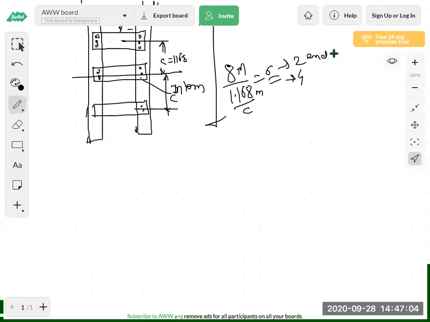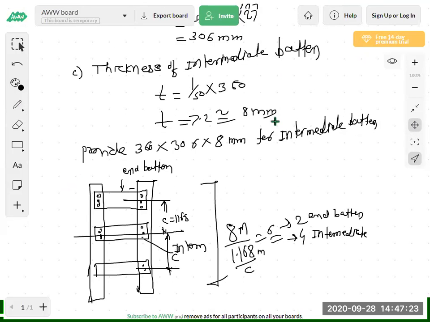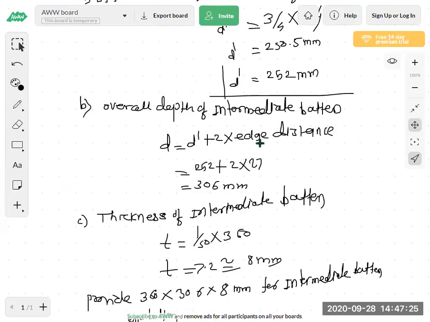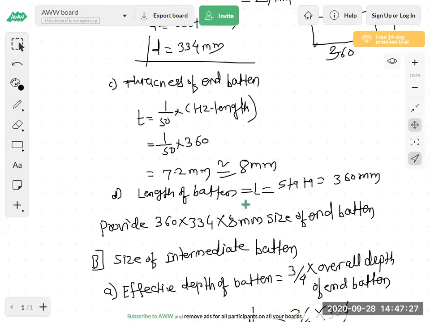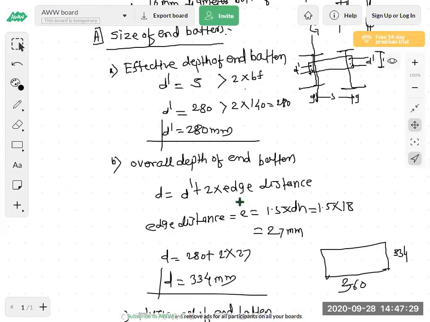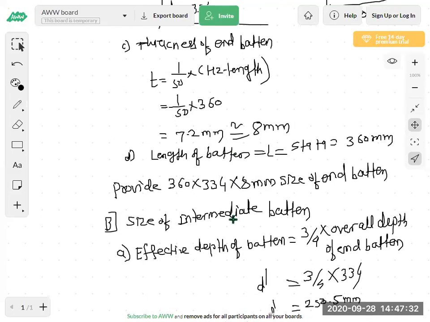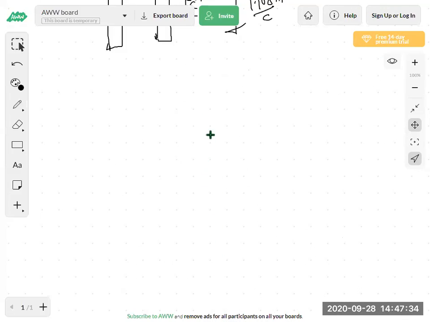So these are the end buttons. These are the intermediate battens. Okay. Now, what is the next step? This much is the, how much? Number 6 is over, means the size of the button we have calculated.